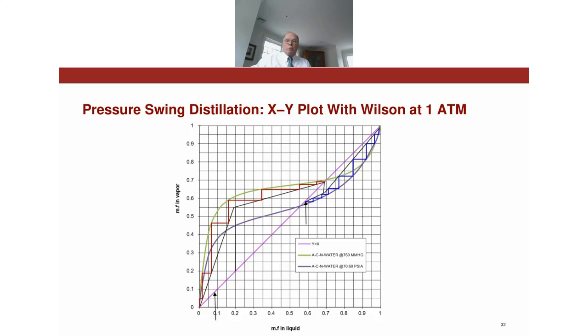So since this is a minimum boiling azeotrope, when you feed an 89% acetonitrile feed into this high pressure column, all of the water goes overhead, and then dry acetonitrile comes out the bottom of that column.